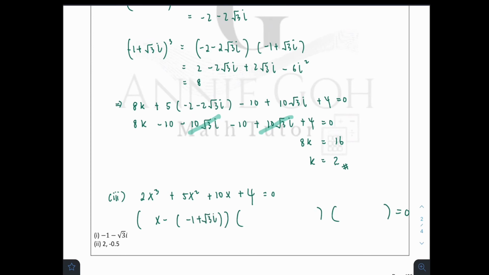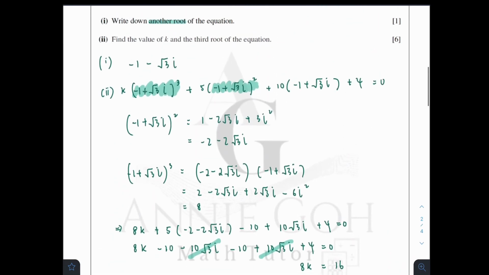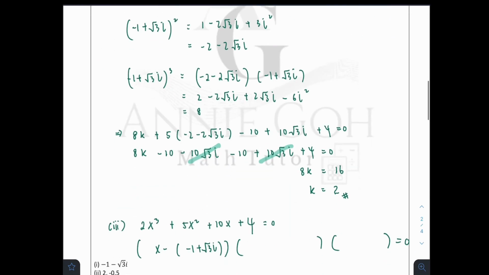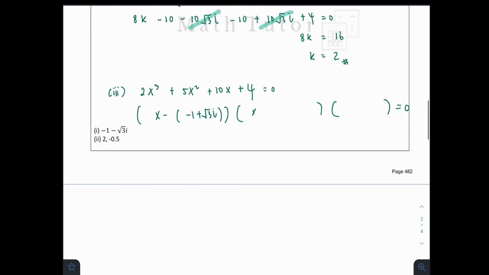And the other root, isn't it, in part 1 we found out the other root, -1 minus square root 3i. So the factor is x minus (-1 minus square root 3i). These are the first 2 factors. So how to find out the third factor here? We have to simplify these 2 factors before we can find out the third factor. So for now, let's simplify this part.